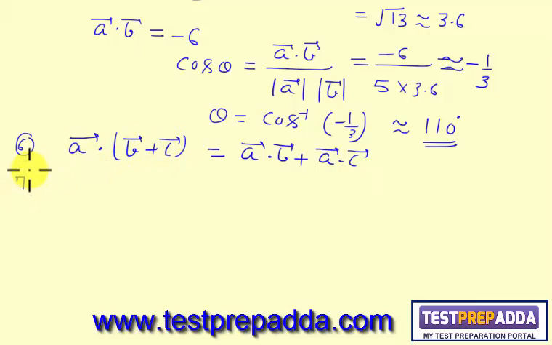Now, one very special point about dot products is that dot product is used to find the work done by a force during the displacement of a body. Now, what is the definition of work? Work is force multiplied by displacement in the direction of the force.